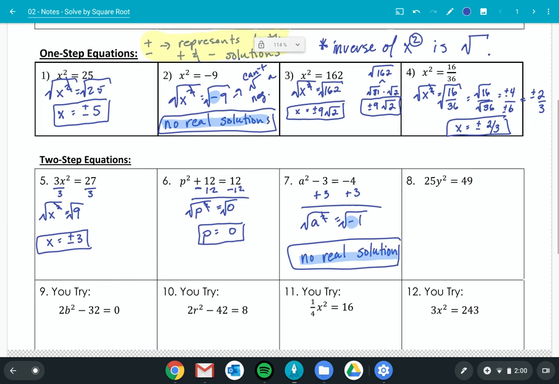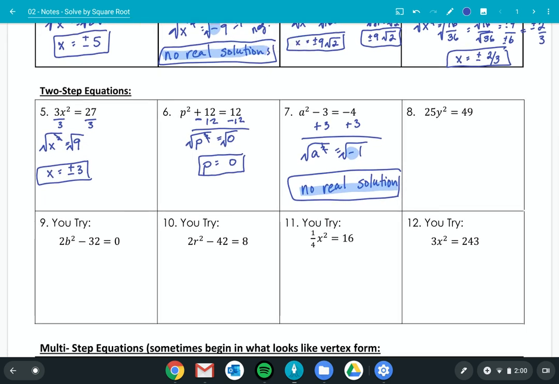So, looking at number 8, what's being squared here? The 25, the y, or both? I see no parentheses, so hopefully your answer is just the y. So to move the 25, I'm going to divide it because it's multiplying by that. I know it's dividing because there's no addition or subtraction sign in between the 25 and the y. And when a number is touching the variable, just a reminder, that's implied multiplication. So I have y squared is equal to 49 over 25.